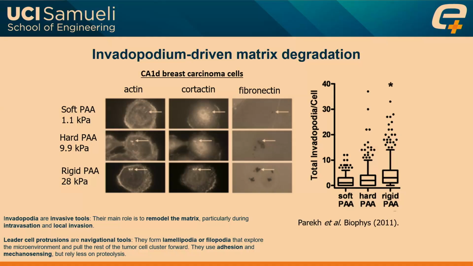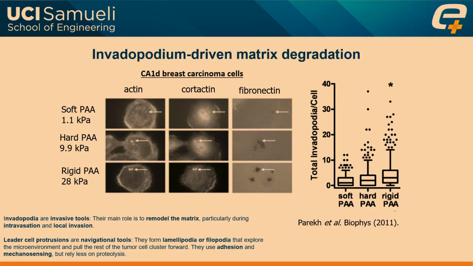So what we know from the literature is that if you increase the rigidity of the matrix, this is an example that was published in 2011 from PAA, which is this polyacrylamide substrate, as it gets stiffer, the invadopodia actually start to increase activity.